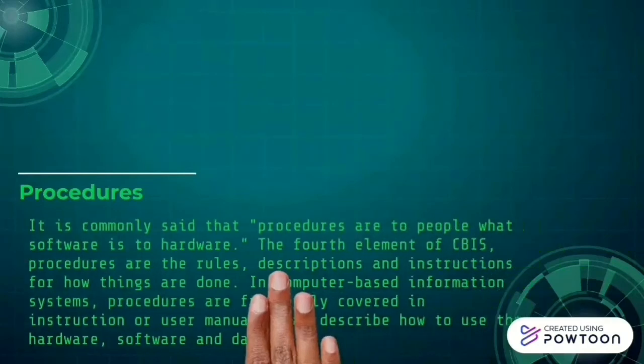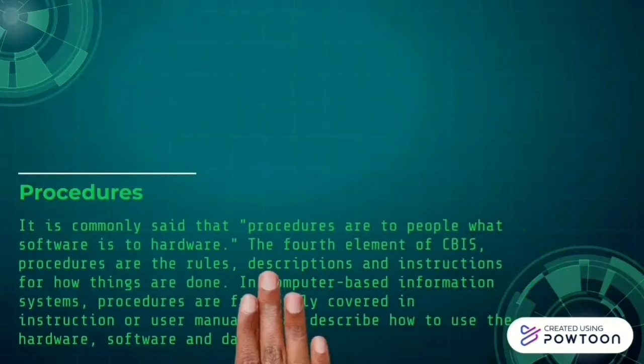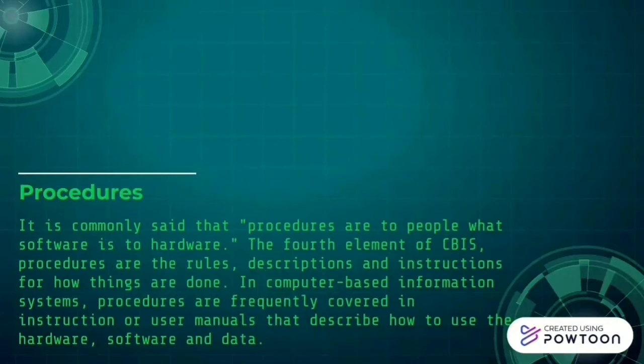Procedures. It is commonly said that procedures are to people what software is to hardware. The fourth element of a CBIS, procedures are the rules, descriptions, and instructions for how things are done. In a computer-based information system, procedures are frequently covered in instruction or user manuals that describe how to use the hardware, software, and data.